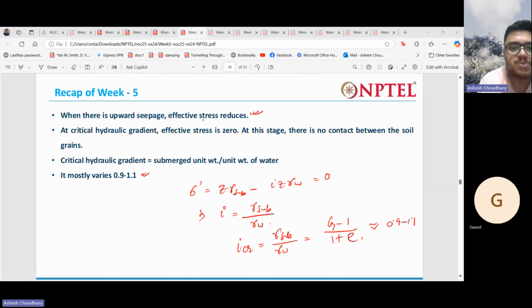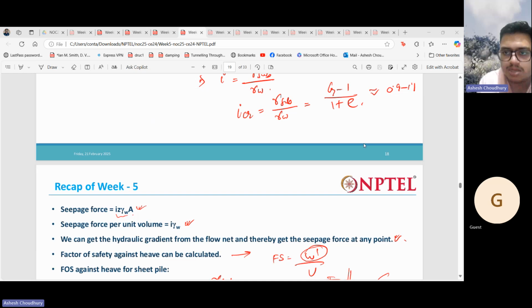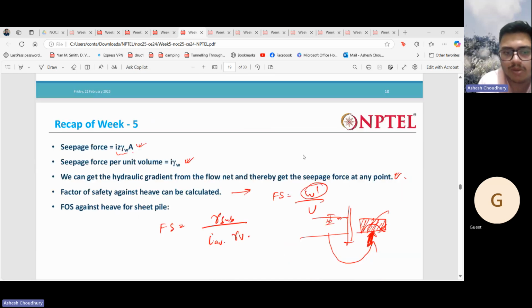When there is upward seepage, effective stress reduces. At critical hydraulic gradient, effective stress is zero. At this stage, there is no contact between the soil particles. The critical hydraulic gradient is nothing but the submerged unit weight divided by the unit weight of water. So effective stress is z times gamma submerged minus i z gamma w, which is equal to 0. From there, you get the critical gradient as (G minus 1) by (1 plus e). Generally for soil, it is 0.9 to 1.1.